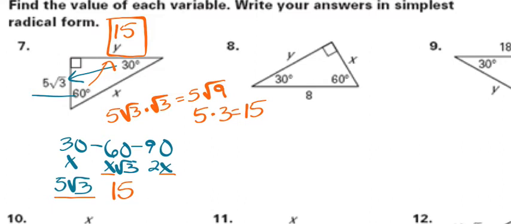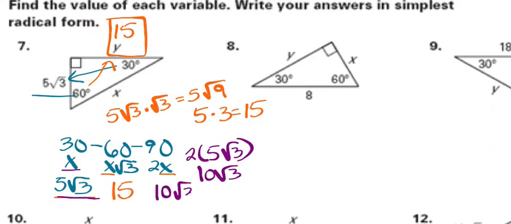Now going back to my rule at the bottom here, I know that 90 is 2x. So again, x is under the 30, and so x is 5 root 3. So for the 90, I need to do 2 times 5 root 3. 2 times 5 root 3 is 10 root 3. So under the 90 would be 10 root 3, and so across from the 90 would be 10 root 3. So I know that x is 10 root 3. And number 7 is solved.